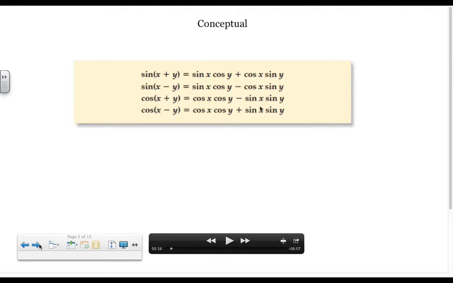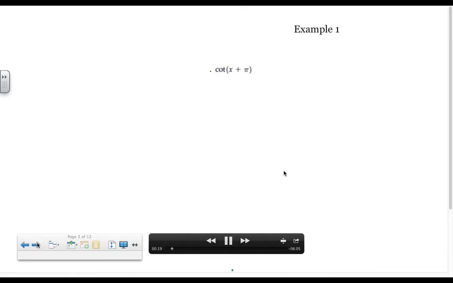So again, you'll use them. You don't have to memorize them. They're going to be on your sheets. But the more you use them, the easier they are to remember how to use them. So why would we use these and how can we use these? Let's look at a couple of examples.